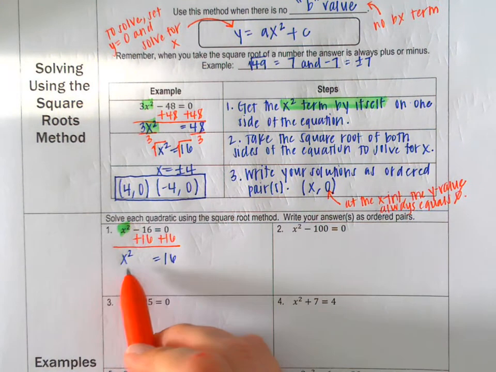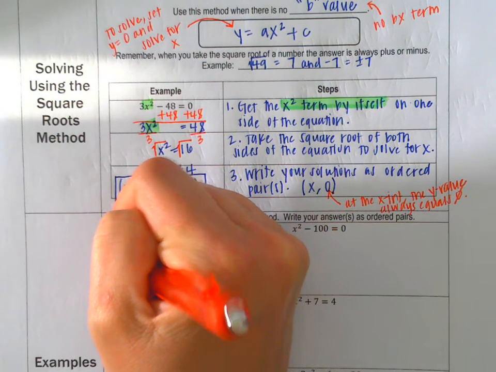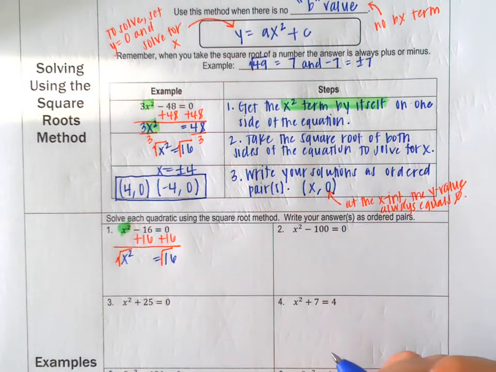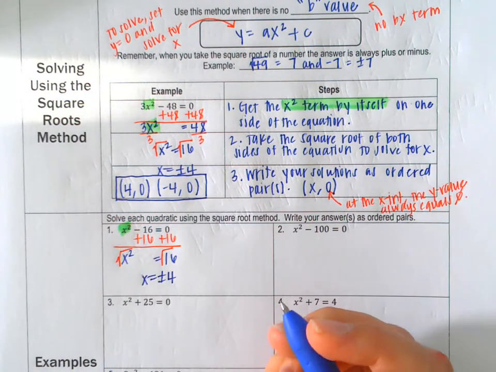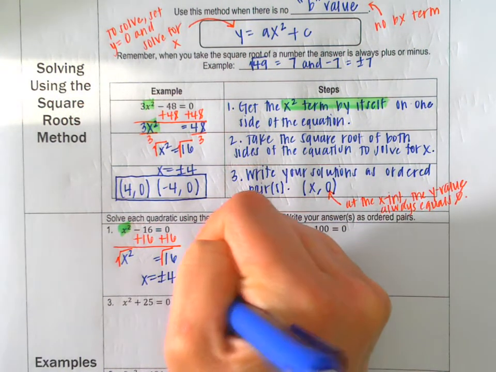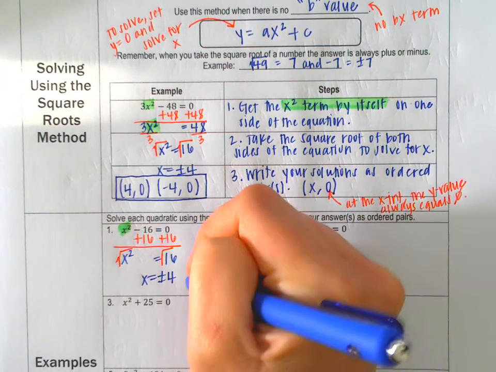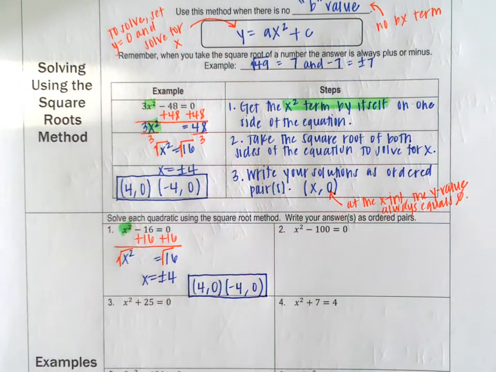So now that x squared is all by itself on one side of the equation, I want to undo the squaring. So to undo the squaring, I square root both sides. I'm really at the same exact spot I was here. The square root of 16 is plus or minus 4. So to write that as ordered pairs, it would be 4, 0 and negative 4, 0. And that's it for 1.